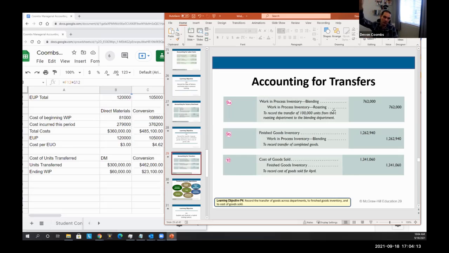Remember on the financial statements, this isn't actually going to have any impact. Like we're just going to report inventory, work in process, beginning, and finished goods. We're not going to talk about departments on the financial statements. This is just for internal management purposes.